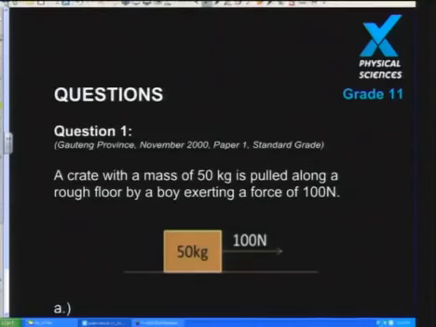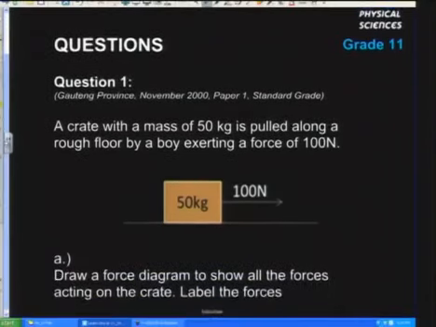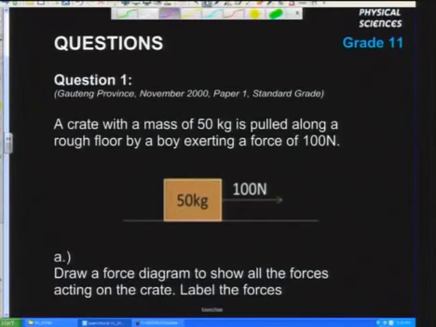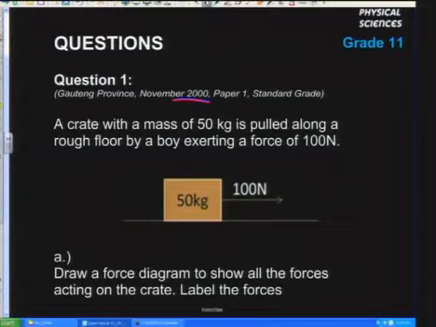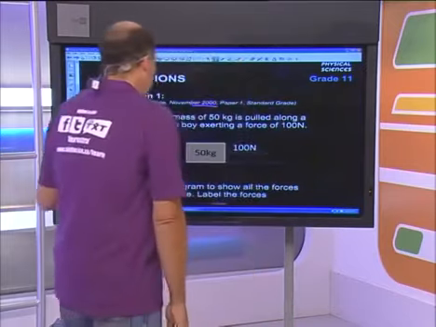Let's go to problem number one, question number one. And here it is. It is taken from a previous exam paper, and this is a really good hint. If you can get some old exam papers, this one was taken as far back as the year 2000, and it was a GDE exam paper. Go and practice them. Go and look at them. It is before the NCS. So if you can get them, all the best to you, and make sure that you go through them.